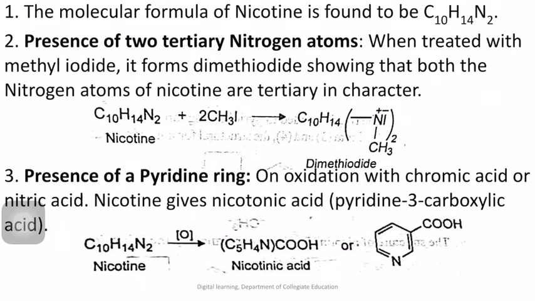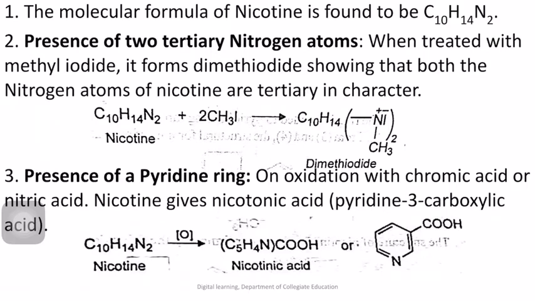So structural elucidation, you know that the first point we should know is the molecular formula. Based on elemental analysis and molecular weight determination, the molecular formula of nicotine is found to be C10H14N2. There are two nitrogens, so we should know the nature of these nitrogens. When treated with methyl iodide, it forms a dimethiodide, showing that both the nitrogen atoms of nicotine are tertiary in nature. Got it? See the equation.